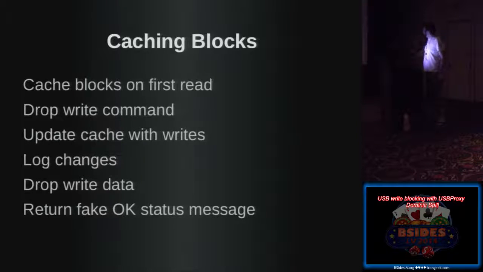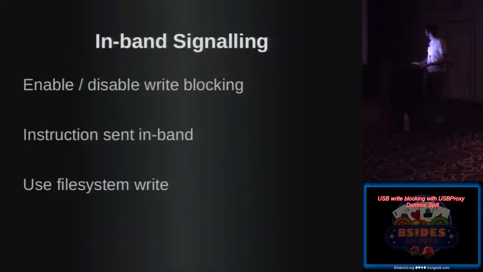So what we do here is we cache the blocks on the read. As the write comes through, we drop the write command. We let the data from the write command come through, and we update the cache, and we log this diff. Then we drop that write, and we just return that fake OK message again. So again, the host thinks that it's being written, but it's not being written, and we're able to examine what's going on. You could, of course, not drop those. You could still cache them and not bother dropping the writes, but it didn't seem worthwhile for me.